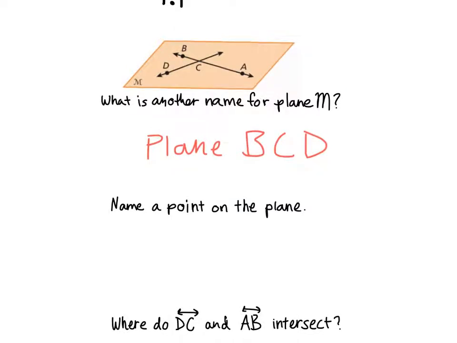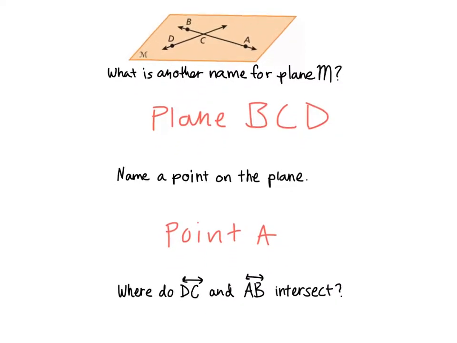Name a point on the plane. A, C, D. It could be any of them. So we could just say point A. We could also say point C or point D or point B. But it's just asking us to name 1 point on the plane.